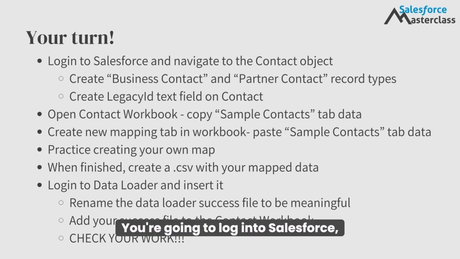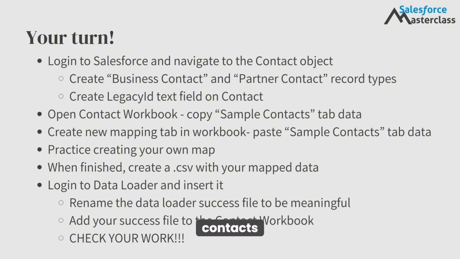You're going to log into Salesforce, into your developer org, and navigate to the contact object where you'll create the business contact and partner contact record types. You'll create your legacy ID text field on the contact, and if necessary, you can open up that email opt-out field on field level security. Then you'll open up the contact workbook and copy the sample contacts and add them to a new tab in the workbook, where you can then practice creating your own map and reference the mapped contacts that I placed in that workbook for you to check your work.